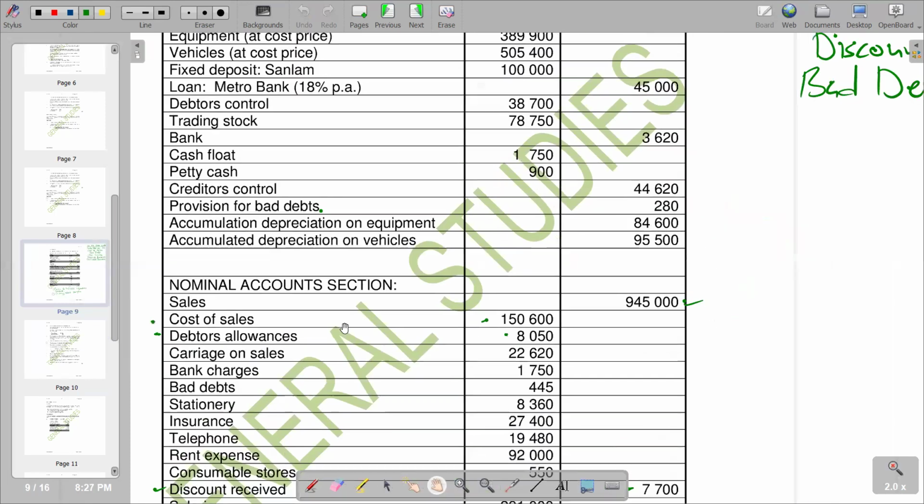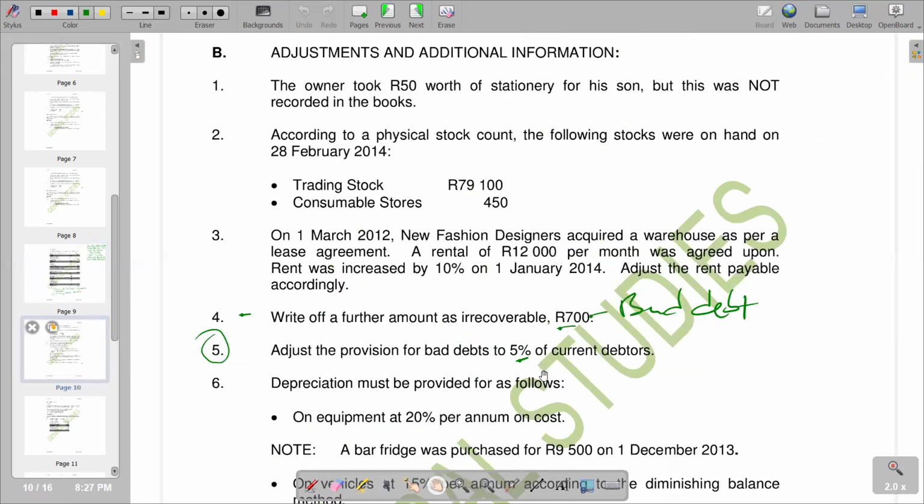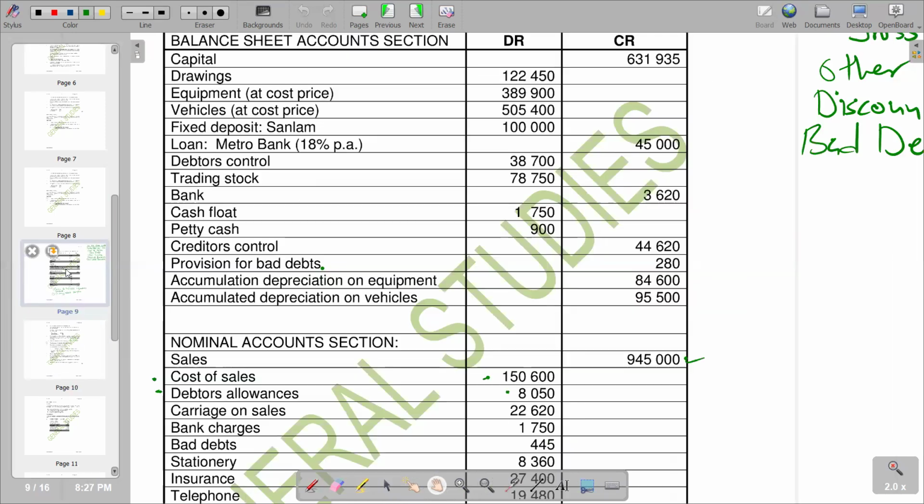We see that we have got debtors control 38,700. So we are saying 38,700 minus 700 of further bad debts, and then you get a net figure. Then you multiply by the percentage that you are given, which is 5%.